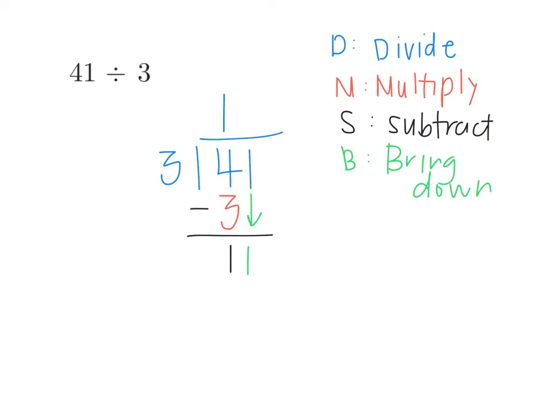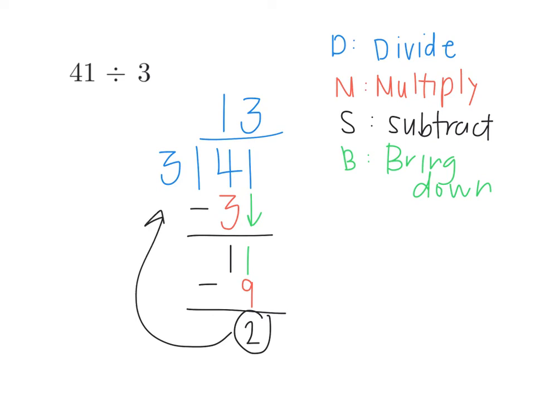And so here Dad goes again. He's going to divide 11 divided by 3. The closest thing I can get is 3. Mom is going to multiply 3 times 3 to find out how many we used up, and that's 9. Sister's going to subtract. 11 minus 9 is 2, and there's nothing left for brother to bring down. I only have 2 left.